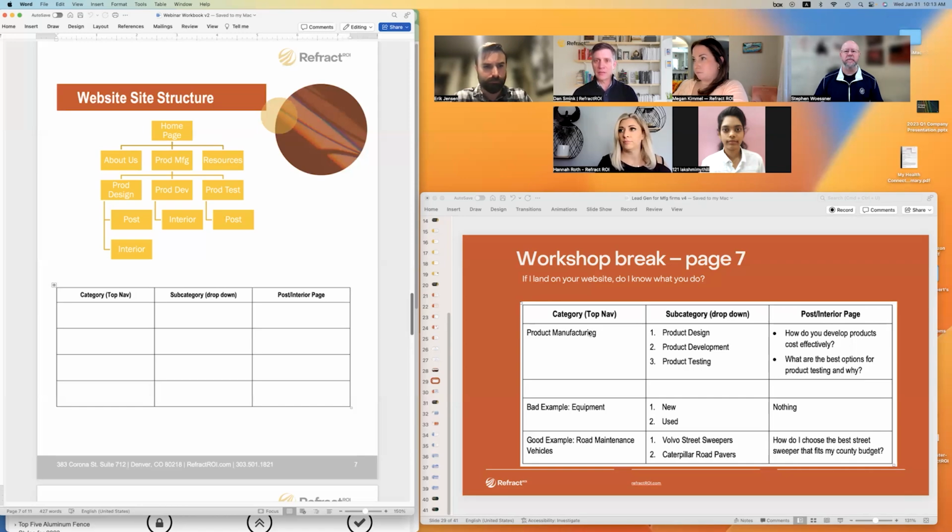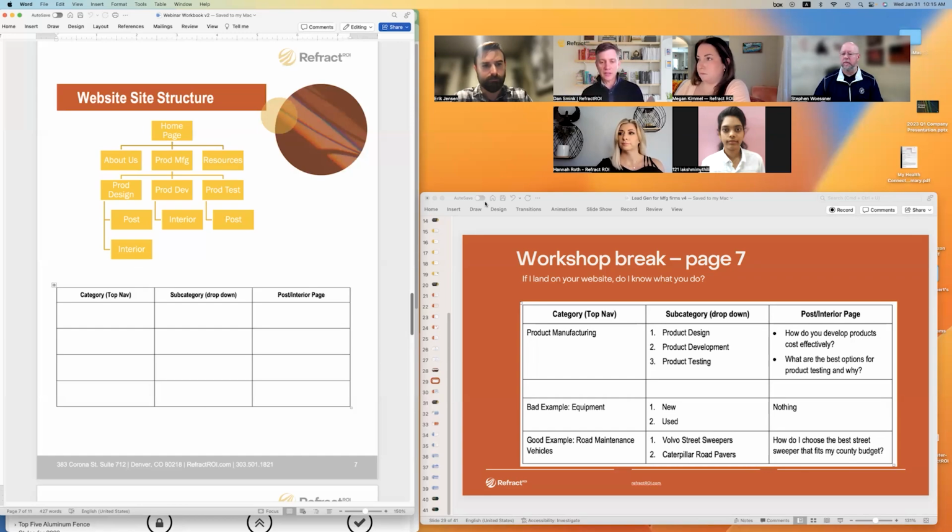Okay. Now, below this are some examples of ones I've actually come across. The one in question was a company that actually made and sold capital equipment for road maintenance. So they sold and serviced street sweepers, road pavers, things like that, backhoes. And so when I went to their site initially, it literally just said equipment. And when you would hit the drop down, it would say new and used.